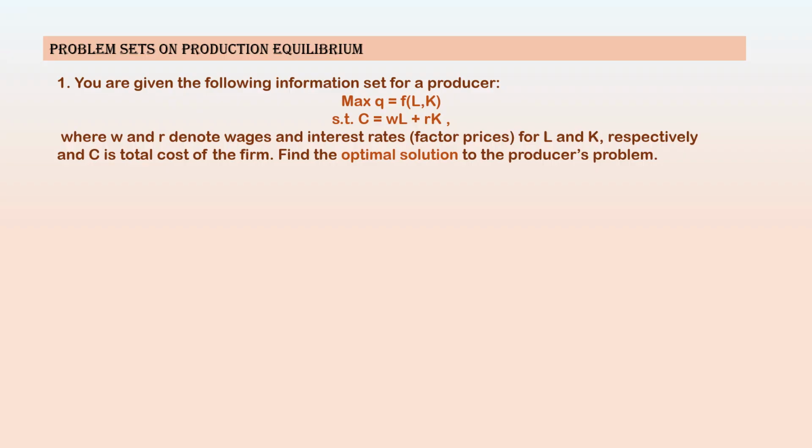So the first question that we have been given today is this, that we have been given the following information for a producer, and here it is said that our max Q, that is our max production, is a function of two factors, one being labor and the other being capital, such that C equal to WL plus RK. Here C is the cost constraint for a firm, L is the labor, K is the capital, W is wage, that is the cost of labor, R is interest, that is the cost of capital. We have been told to find the optimal solution. Now the optimal solution basically means that we have to find L star and K star.